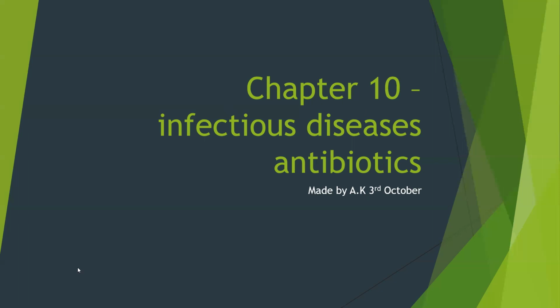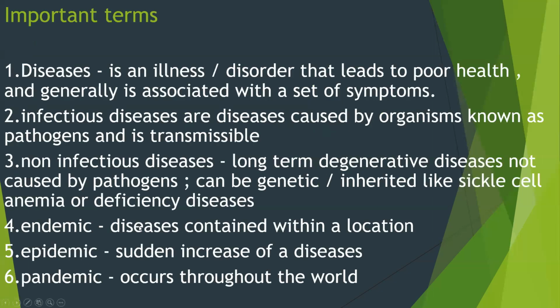So let's begin. So the first thing we'll talk about is the important terms which we need to know in this chapter. So first of all, how do we define disease? So diseases are usually illness, or we can also talk about them as a disorder, which leads to poor health, and they are generally associated with a set of symptoms. And infectious disease is basically a disease which is caused by organisms which are known as pathogens. And if it's spread by pathogens, they're known as transmissible diseases.